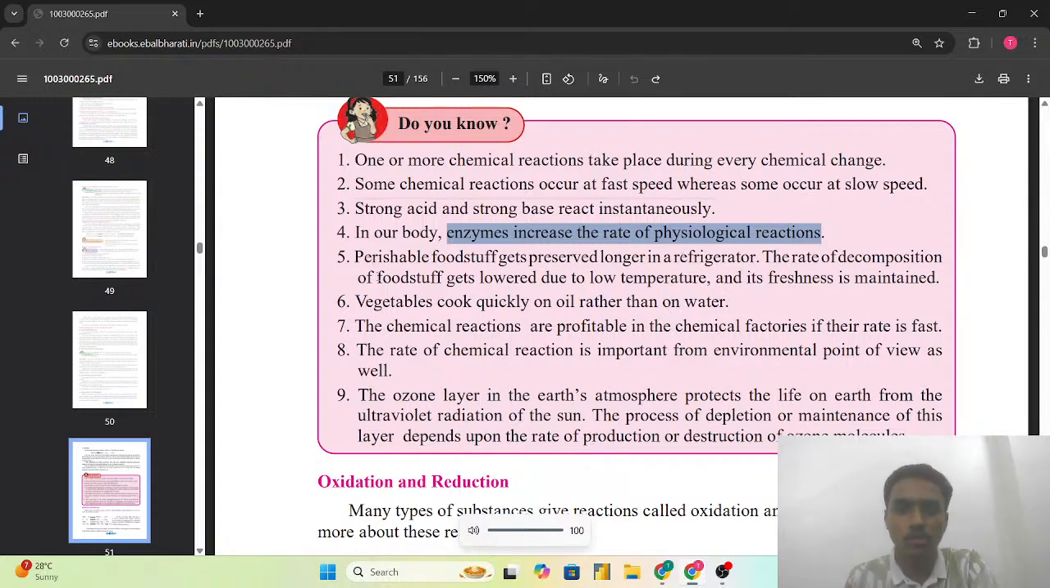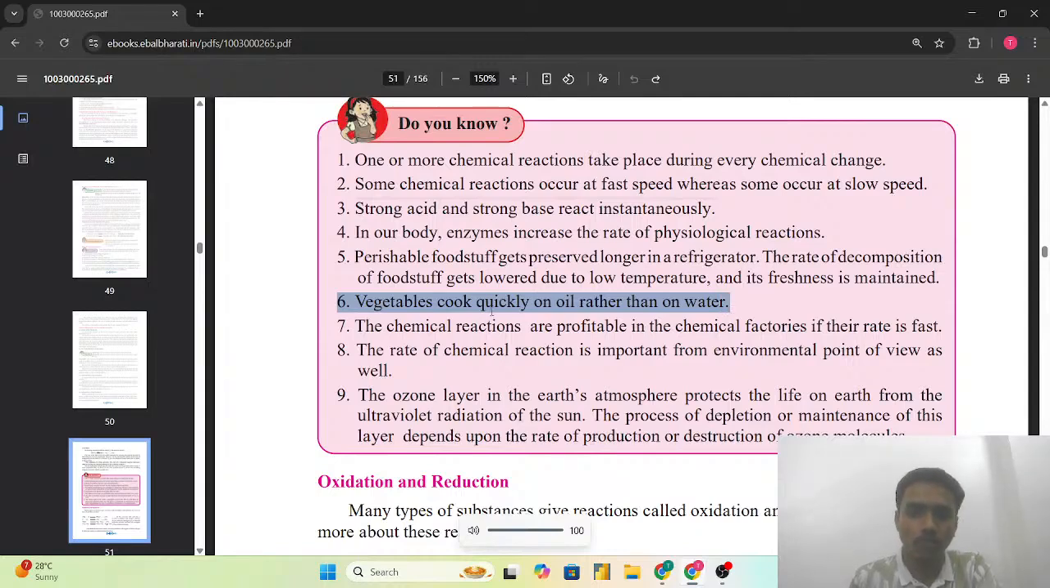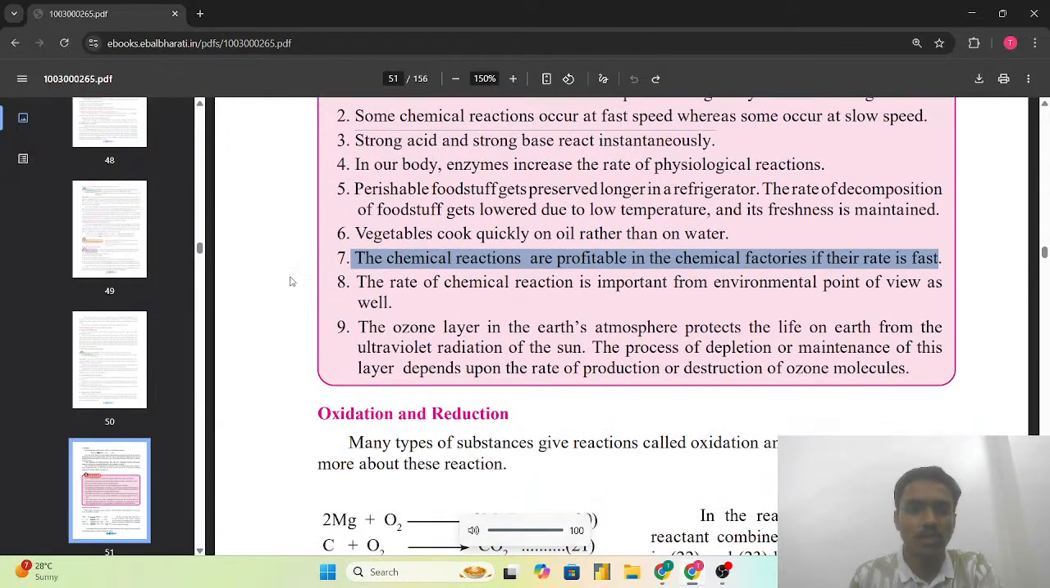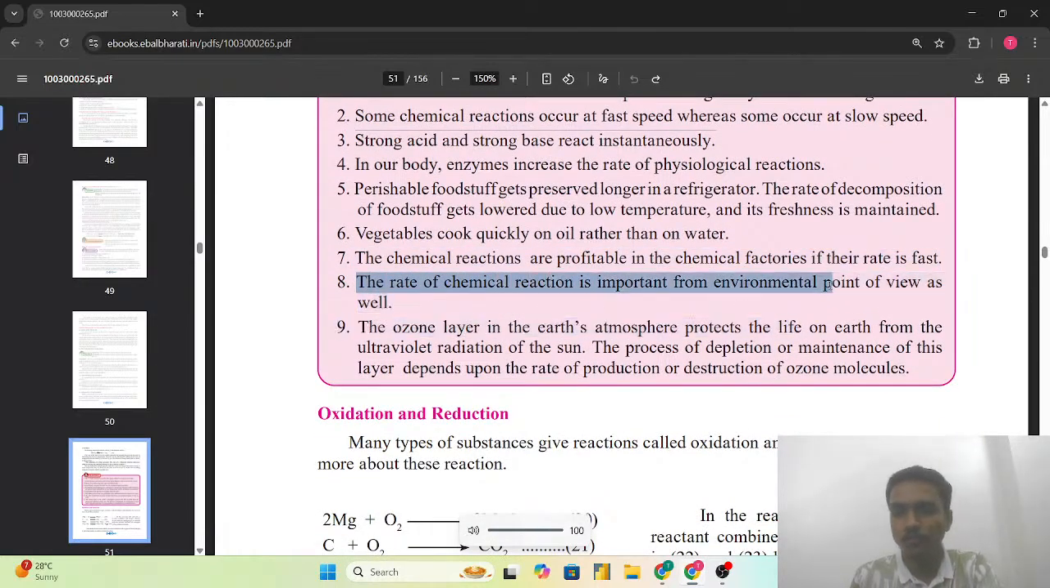Perishable foodstuffs get preserved longer in the refrigerator. The rate of decomposition of the foodstuff gets lowered due to the low temperature, and its freshness is maintained. Vegetables cook quickly in oil rather than in water. The chemical reactions are profitable in chemical factories if their rate is fast. The rate of a chemical reaction is important from the environmental point of view as well.